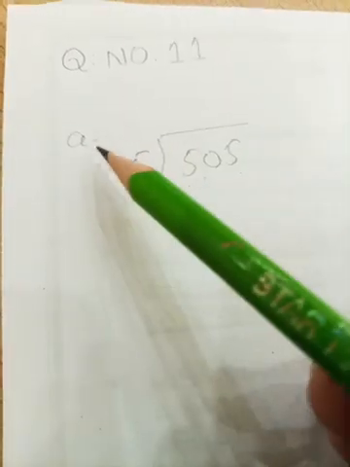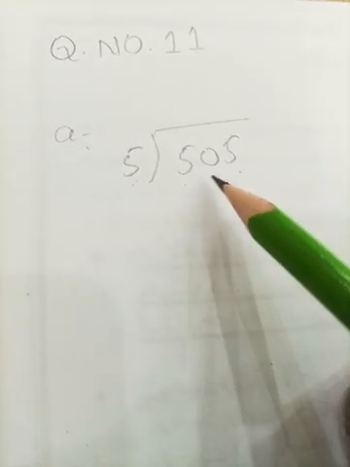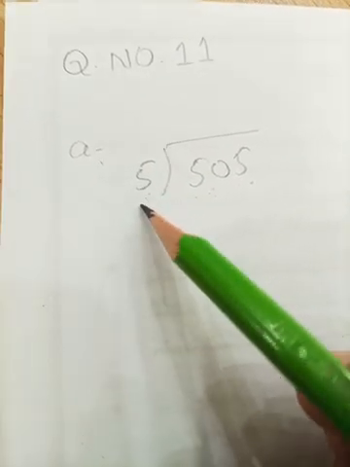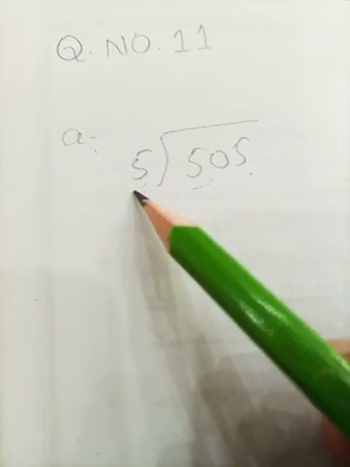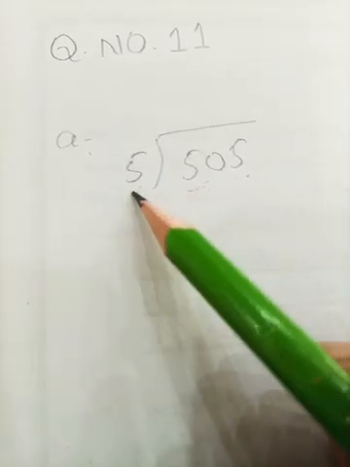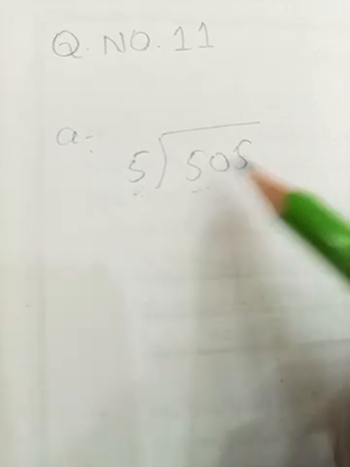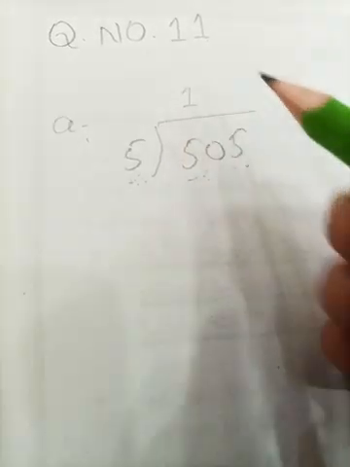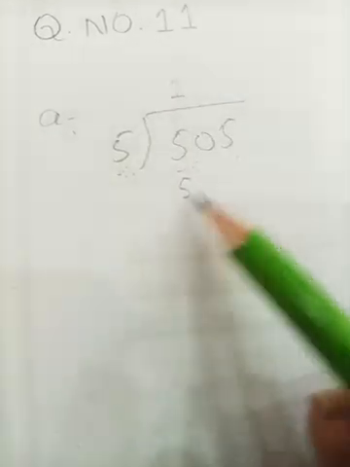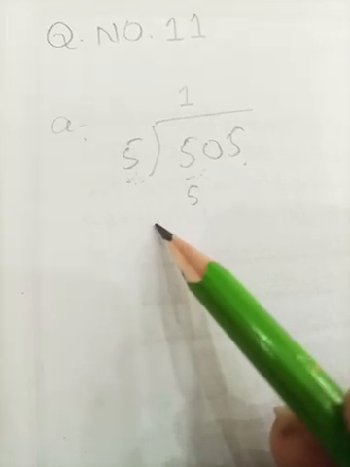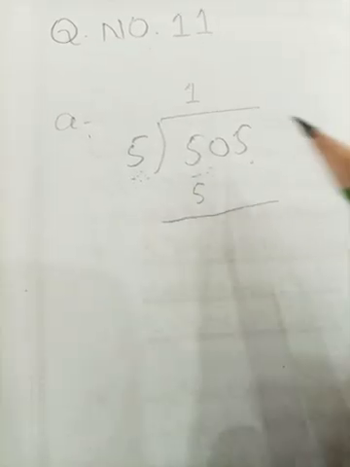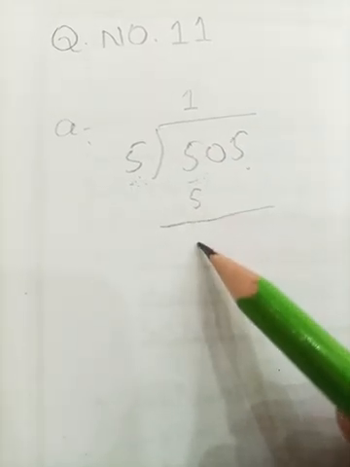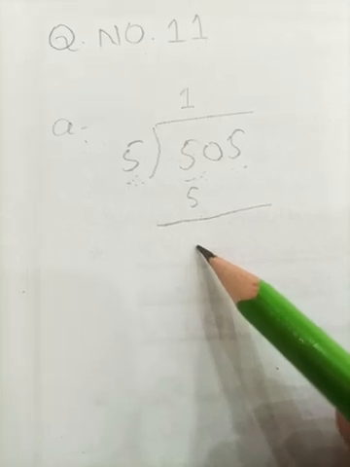Students, in question number 11, here is my part A, in which I am going to divide 505 by the number 5. Here is my divisor 5. Let's compare our dividend's first digit with my divisor. Look at this, my divisor and the first digit of my dividend are equal. So I am writing it here: 5 ones are 5. Tell me the next step. Yes, my next step is subtraction. 5 minus 5, so my answer is 0 here.